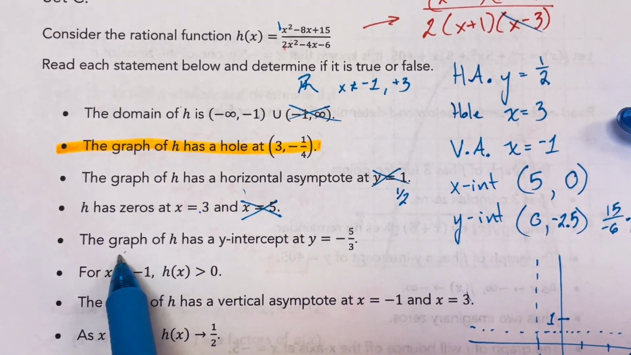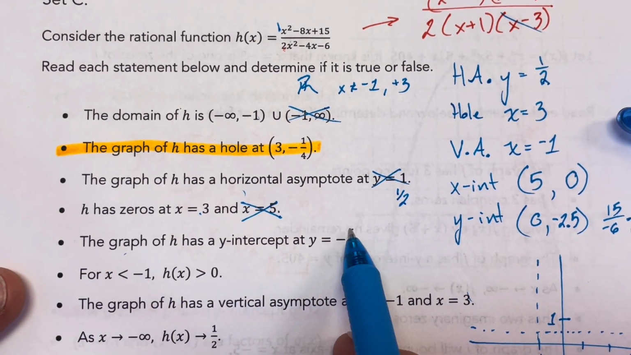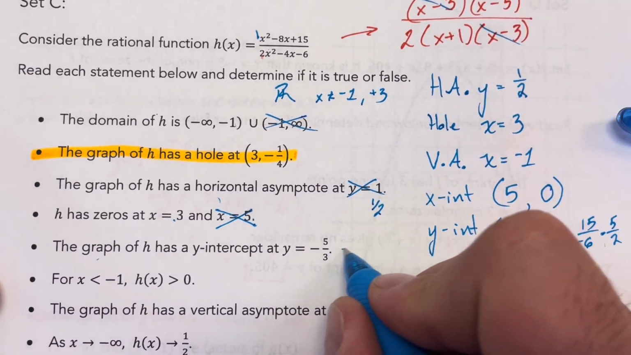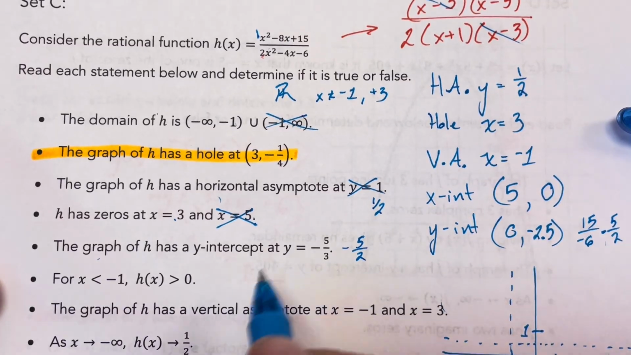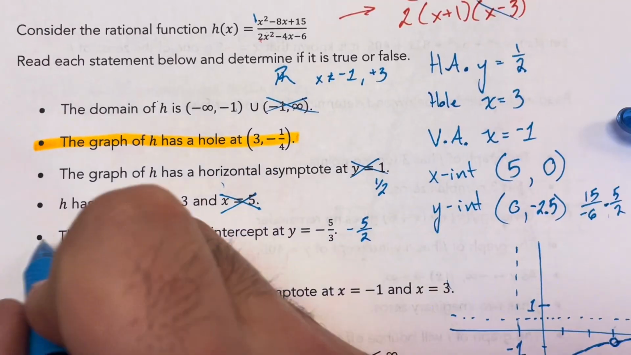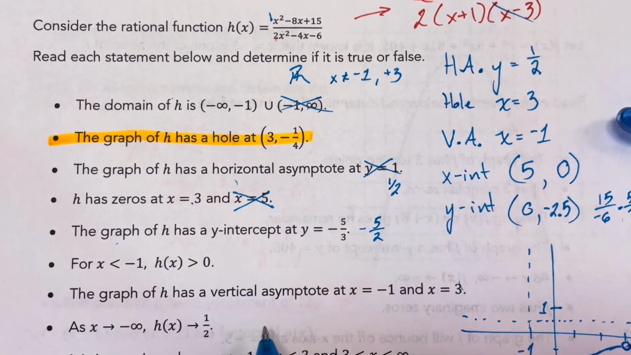Okay, so the graph of H has a y-intercept at -5/3. No, we just did that. It's at -5/2 is what it reduces down to. So that one's not right. A whole lot of things that are not correct here.